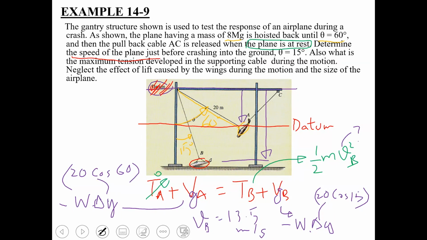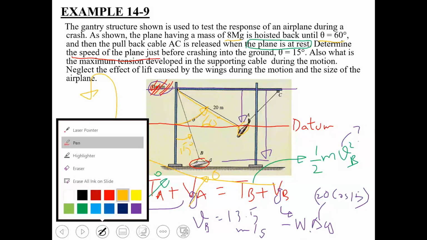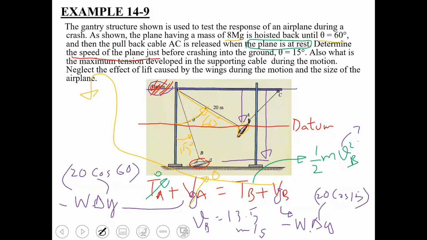0. In that case, the gravitational potential at position A would be equal to 0, because the datum has been defined at position A. So VGA is 0. Now coming to this term VGB, the gravitational potential at position B. Since position B lies below position A, which was your datum, the gravitational potential at B is going to be minus W times delta y, but now delta y is going to be this distance between position A and position B.